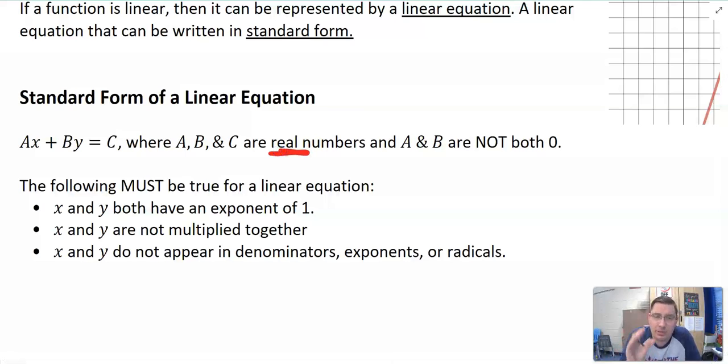Okay? And to be a linear equation, the following pieces must be true. Both the x and the y must have an exponent of 1. The x and the y cannot be multiplied together, and the x and the y cannot appear in a denominator, in an exponent, or under a radical. All of those things must be true to be a linear equation. So we're going to look at some examples of how we deal with these and deal with graphs in standard form.